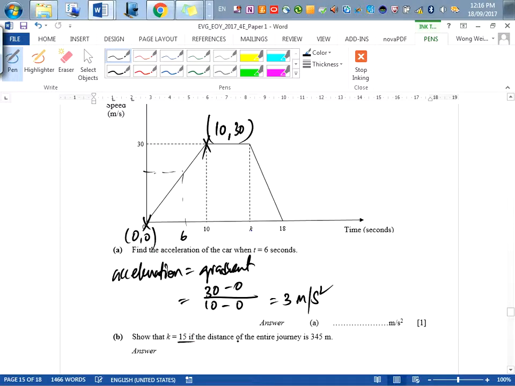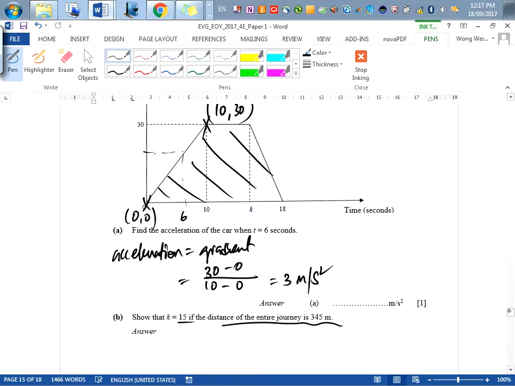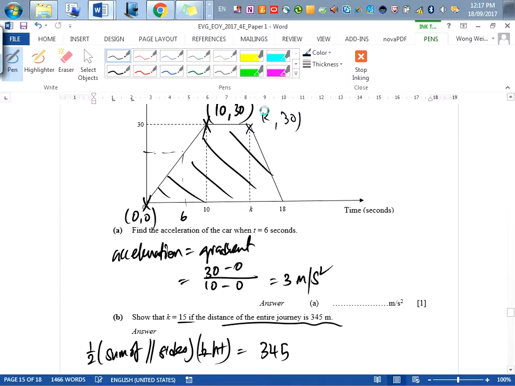Then show that k equals 15 if the distance is 345 meters. That means the area under the graph is 345. So let us form an equation. What is the area of a trapezium? Half times sum of parallel sides times the perpendicular height equals 345. Sum of the parallel sides will be 18 plus, over here I have k comma 30. So this distance will be k minus 10. Then the longer side will be 18. Perpendicular height is 30.